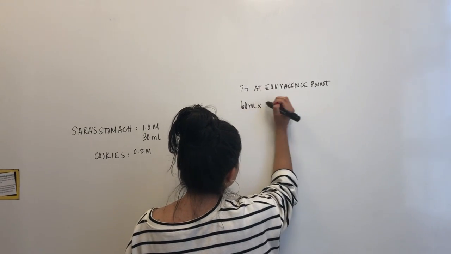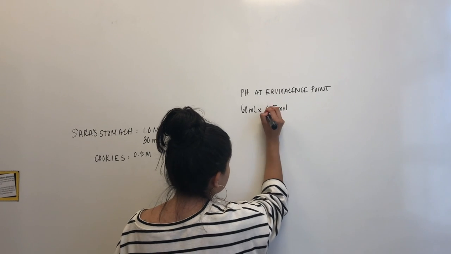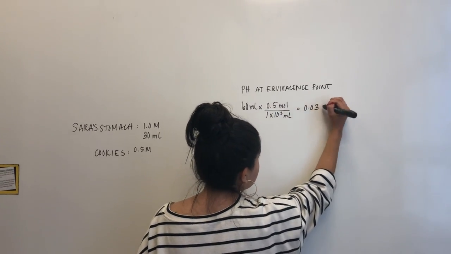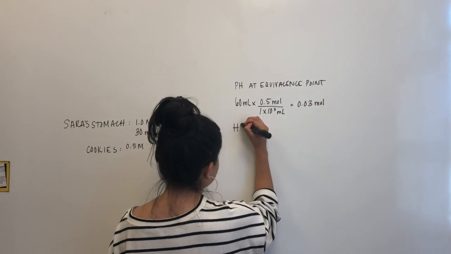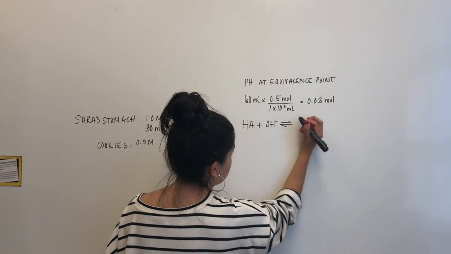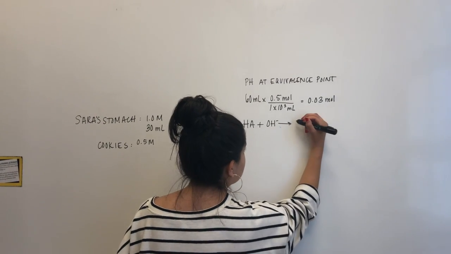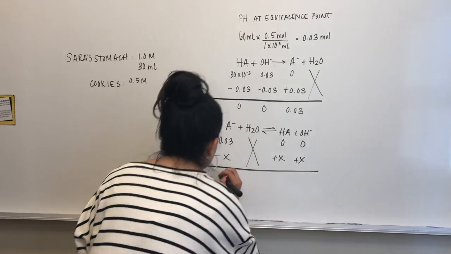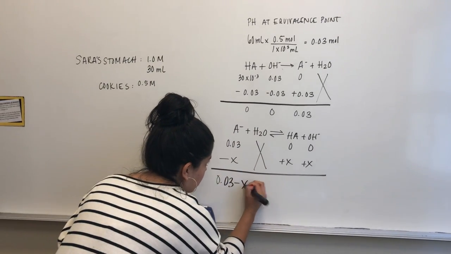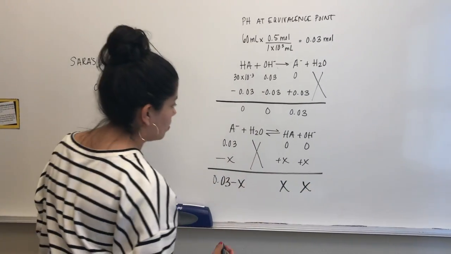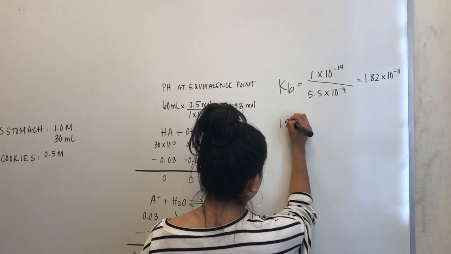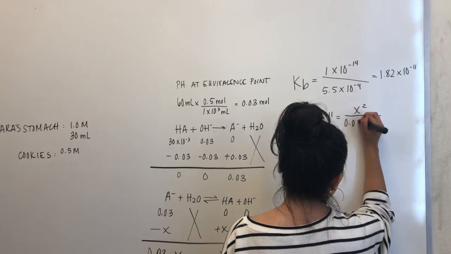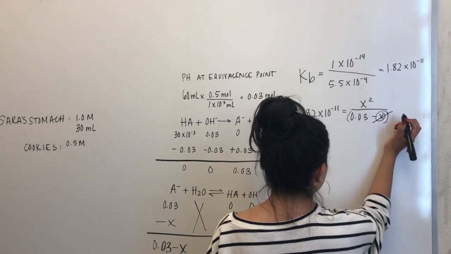Finding the pH at the equivalence point can be tricky. Since your moles of acid and your moles of base are equal, there is only conjugate base left in the solution. Convert your Ka to Kb and then use the concentration of the conjugate base to find the pH.